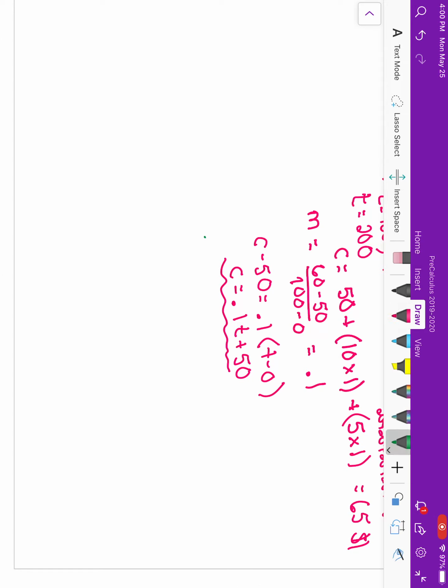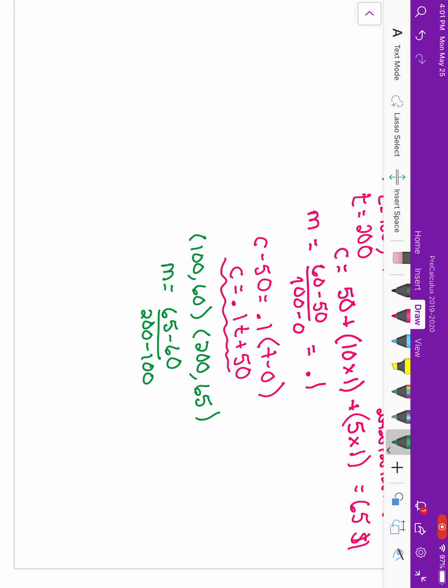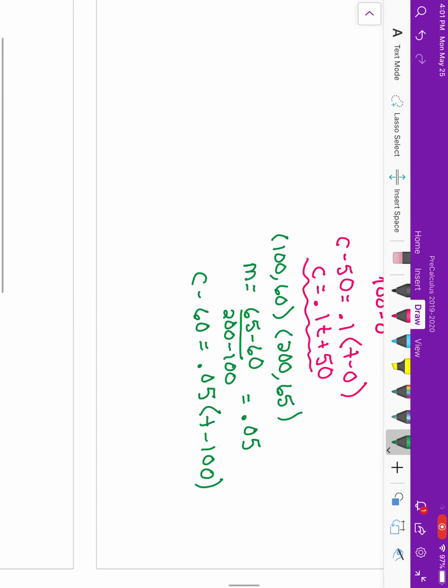And then let's switch and look at this other ordered pair, (100, 60) and (200, 65), because our slope will change. All right, so we're going to get 65 minus 60 over 200 minus 100, and that's 0.05. So again, point slope form, c minus 60 equals 0.05 times (t minus 100). Simplify and distribute, c equals 0.05t plus 55. So there's our second equation.